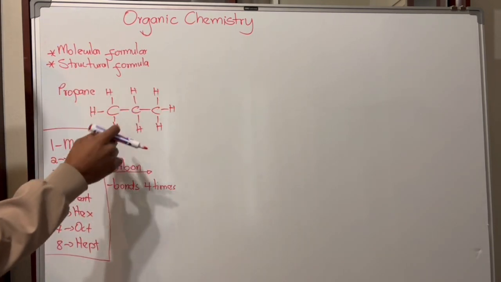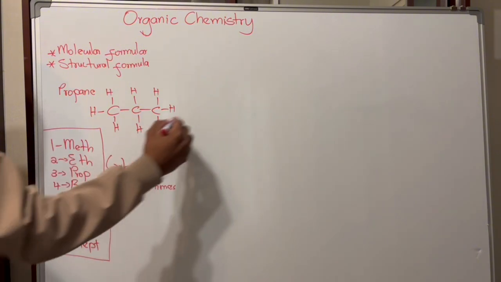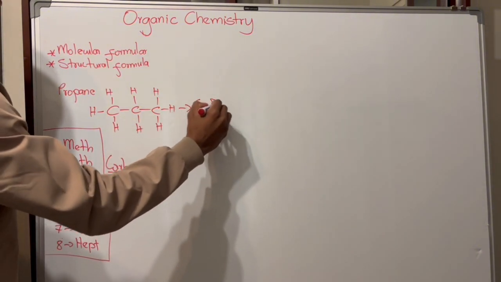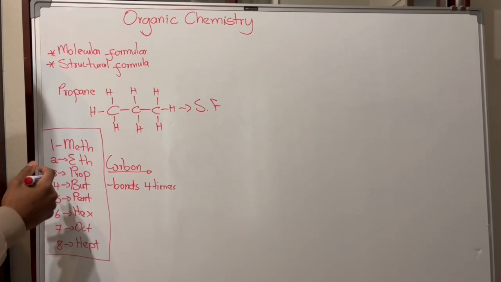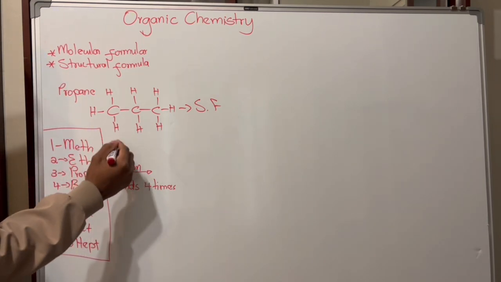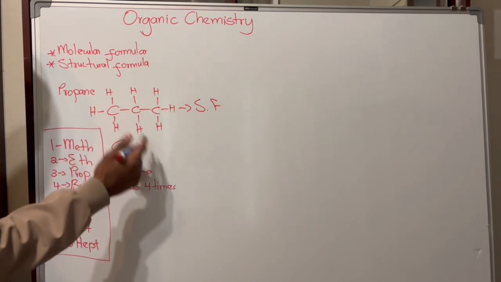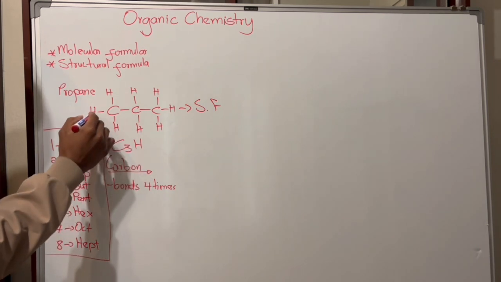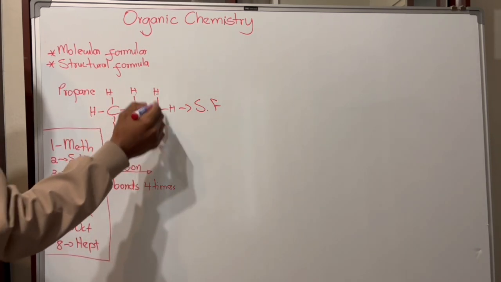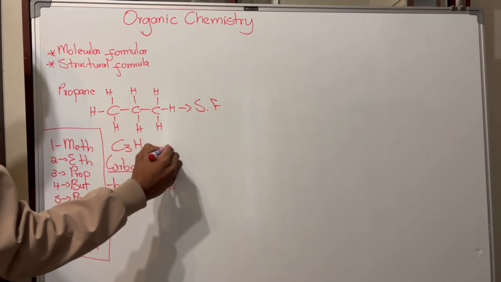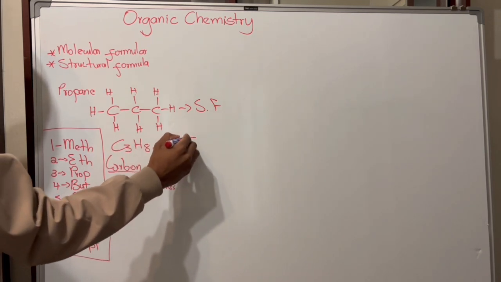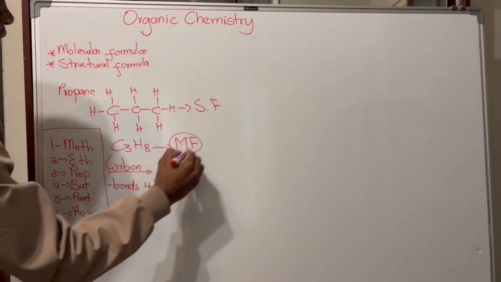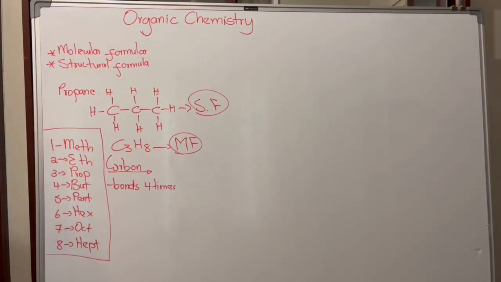And if you now want to write the molecular formula, this is the structural formula, and for the molecular formula we say it's C, how many carbons are there? There are 3 carbons. And H, how many hydrogens? It's 1, 2, 3, 4, 5, 6, 7, 8. And this becomes your molecular formula. So that's how we write the structural as well as the molecular formula of propane.